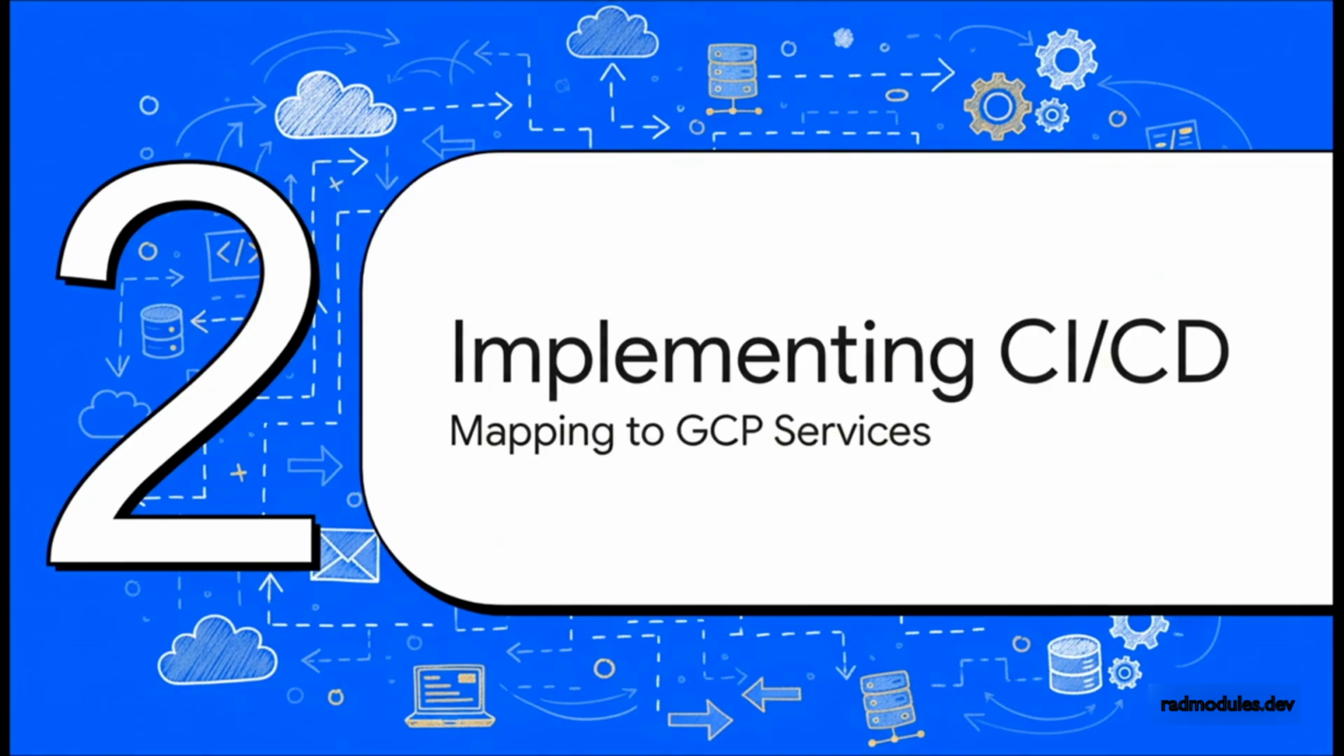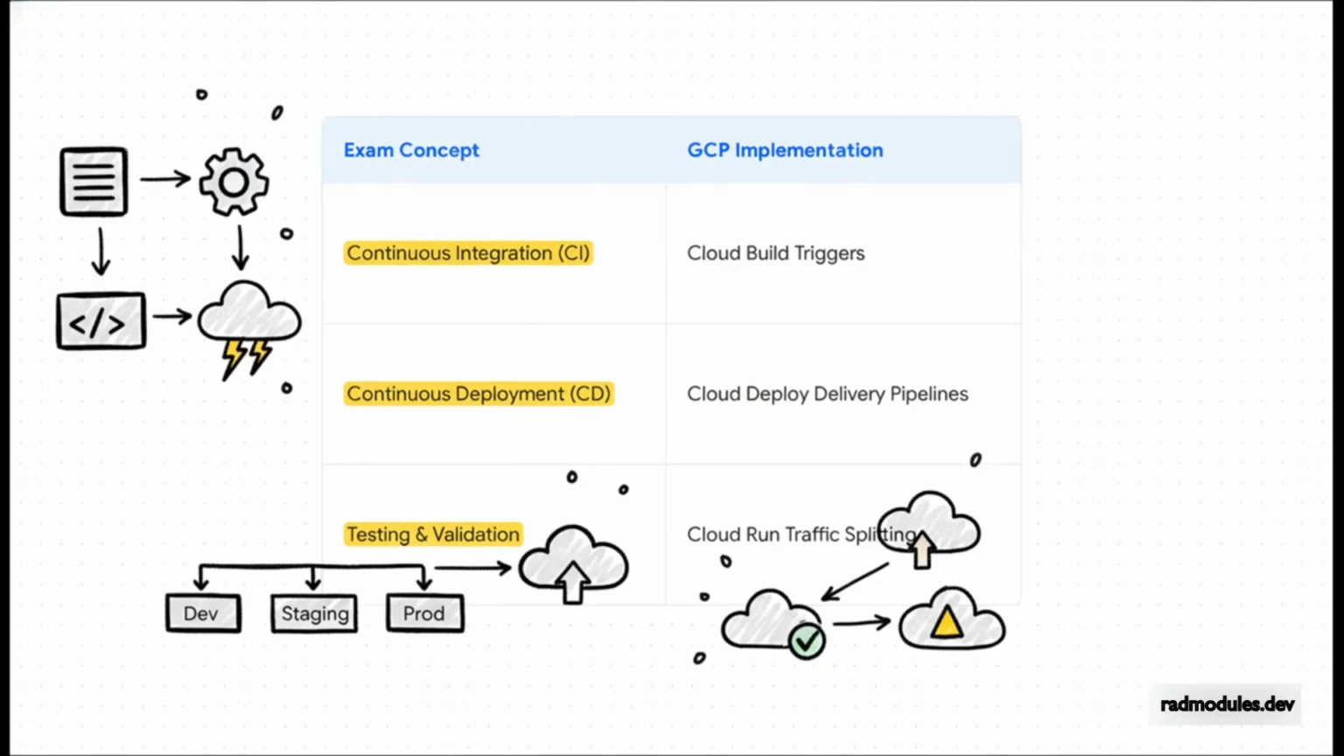Let's get specific and map these ideas directly to the services you're going to be asked about. You might want to screenshot this, because this is basically your cheat sheet. When the exam says continuous integration, you think Cloud Build triggers. When it says continuous deployment, you think Cloud Deploy and its delivery pipelines. And for that all-important step of testing and validation in the real world, Cloud Run's traffic splitting is a perfect example. And the best part is, this whole workflow can be defined as code, making it totally repeatable.